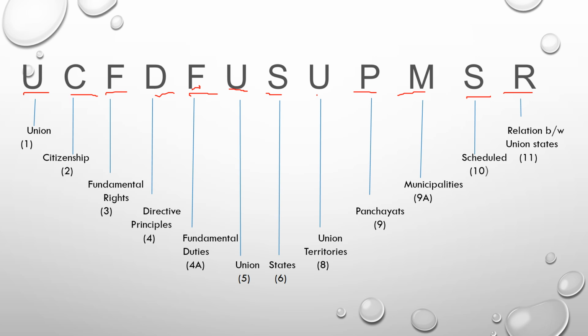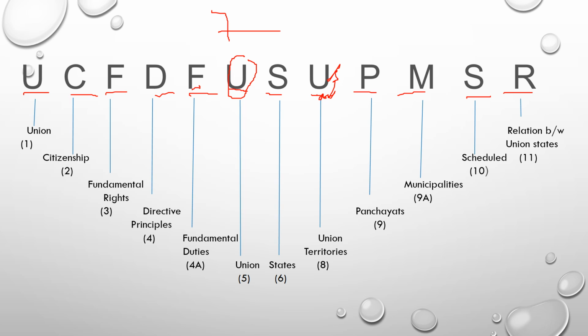And U represents the fifth part of Indian Constitution. S represents the states. It is the sixth part. And there is one more exception, that is the seventh part. It has been given from the part B of the first schedule. And U represents the union territories. It is the eighth part. P for panchayats. It is ninth part of Indian Constitution. M for municipalities. It is again the exception, that is 9A part of Indian Constitution.